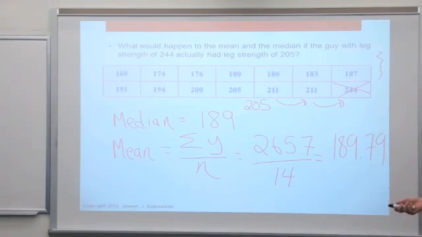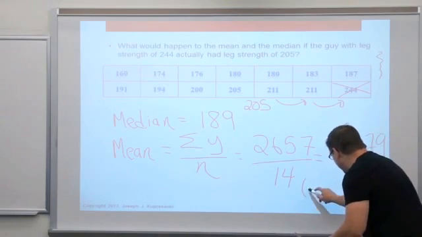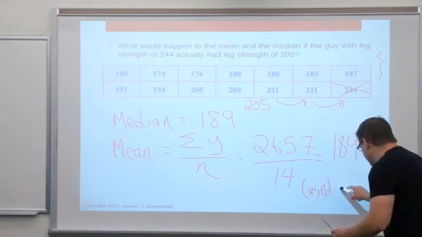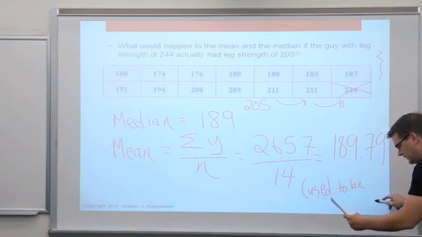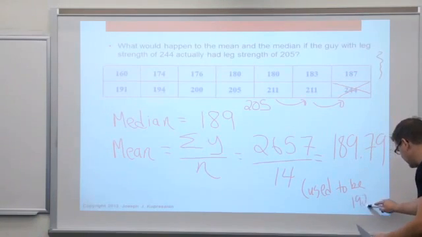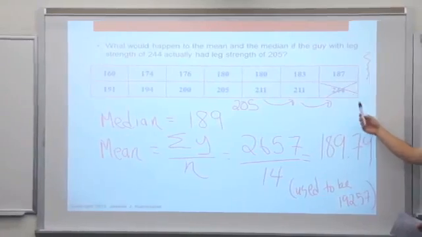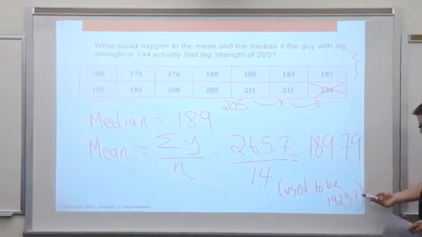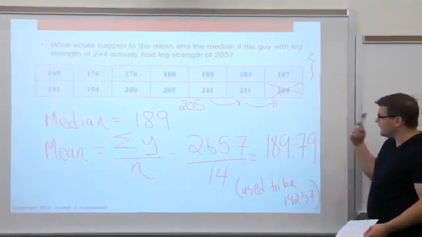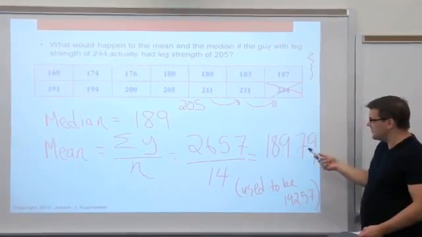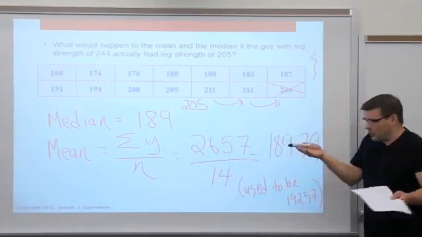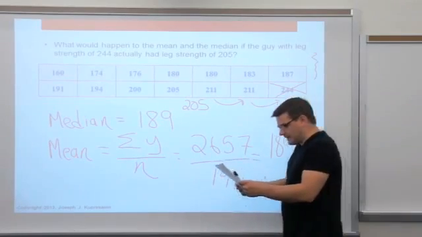189.79. I've forgotten what it used to be. Good thing I wrote it down. The original data set mean was 192.57. Okay? So you can see this one sort of large value compared to the rest, it did affect the mean. That value in there sort of inflated the mean by almost 3 units. So we need to be aware of what's the shape of the distribution, and the mean or median, one of those will be the better measure of center.